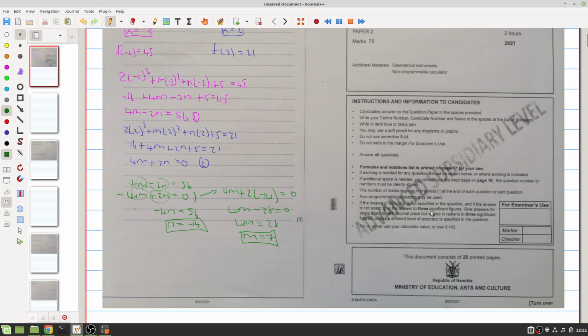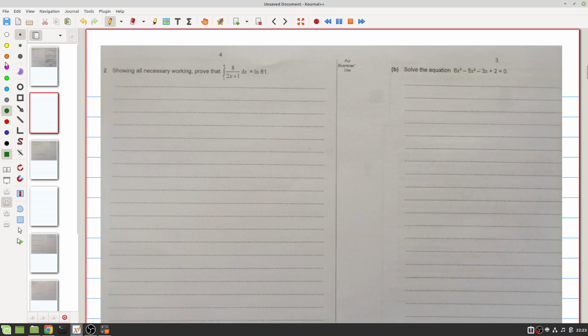Okay, so you have to round off to 3 significant figures if the answer is not exact, or give answers for angle sizes to 1 decimal place, but angles in radians to 3 significant figures. So 3 significant figures if it's not exact, or if it's an angle in degrees, we do 1 decimal place. Again, for pi, we just use pi, or we can use 3.142. We'll just use pi, calculator pi. All right, so that was question 1.